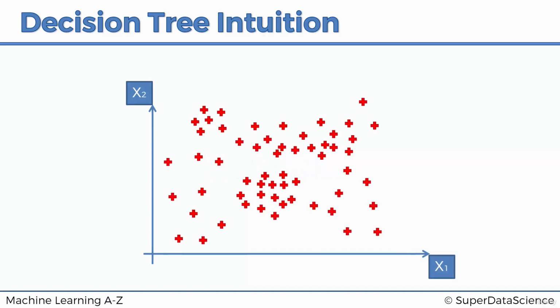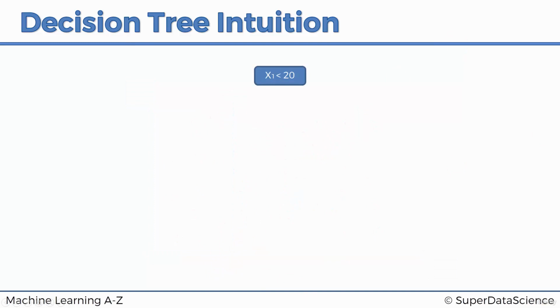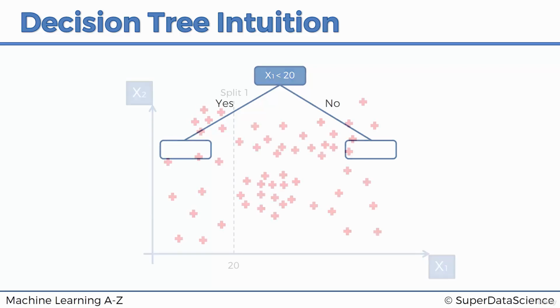So there's our diagram, brand new and fresh, and there goes our first split. Now we're going to start creating our decision tree. The split happened at 20, so let's start drawing. There is our first decision, and we have two options, yes and no. All right, so let's see what happens next.